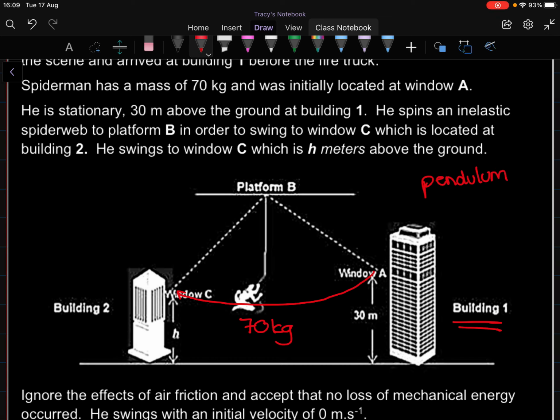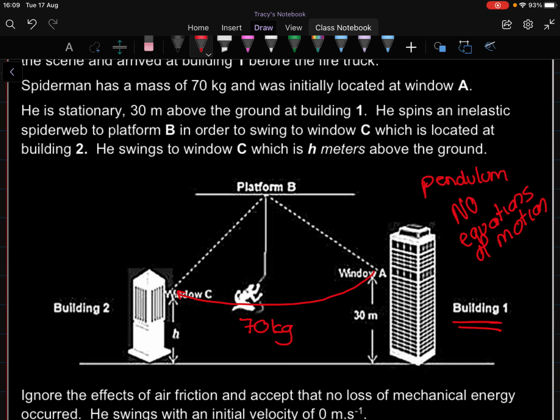That means that you can't use equations of motion. They don't have to tell you that you can't use them. You need to know that you can't use them. Okay, that's very important. So, no equations of motion. It's not even an option. Okay, it's something you should know. Why can't we use equations of motion? Because equations of motion are for linear motion only, and this is circular.